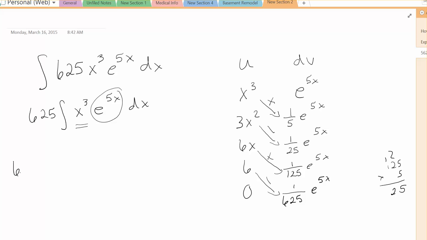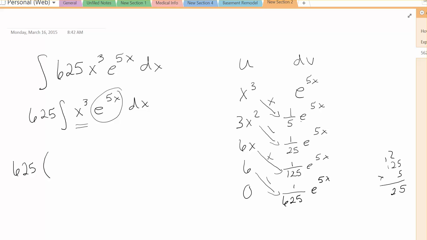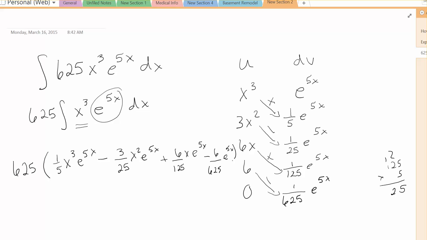So your answer is going to have 625, and then you'll have the x cubed times the 1/5 e to the 5x. So we'll have 1/5 x cubed e to the 5x minus, let's see, that's going to be 3/25 x squared e to the 5x plus 6 over 125 x e to the 5x, and then finally minus 6 over 625 e to the 5x. And then you'll have your plus c.